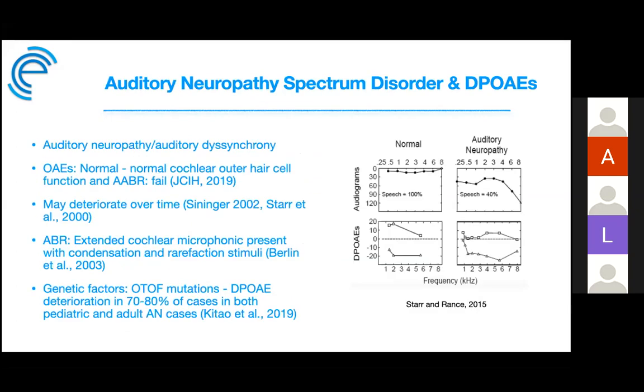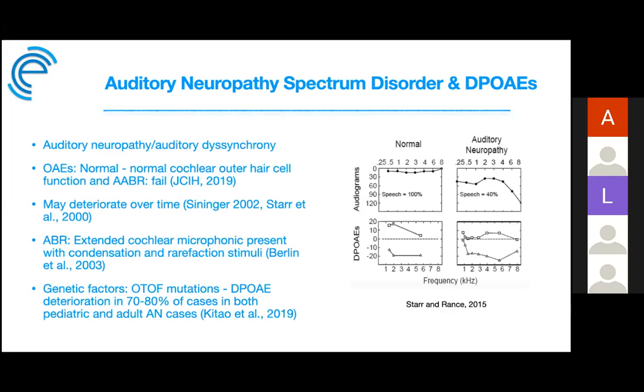Okay, so auditory neuropathy. The OAEs are typically normal for this. You have normal cochlear outer hair cell function. If we were to do the ABR, we would get a fail, if we were doing a newborn hearing screening. Now, with that being said, there have been studies shown by Sininger in 2002 and Starr in 2000 that the DPOAE may deteriorate over time.